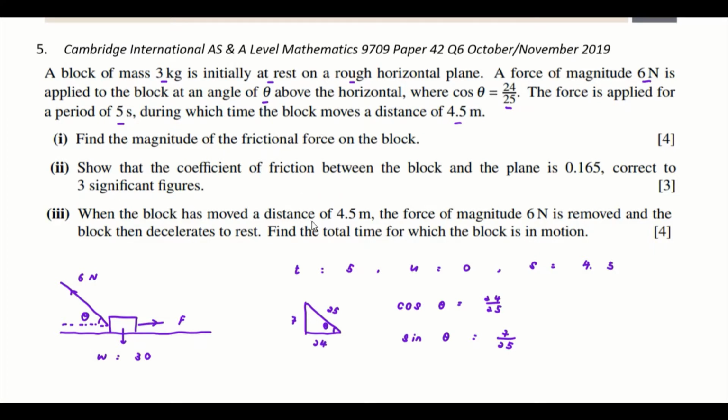Then after that, the last one is after the distance of 4.5, the force is removed, then you need to find the total time. Okay, so now when we go back to 1, we know that we should not use F equal to mu R in this case.